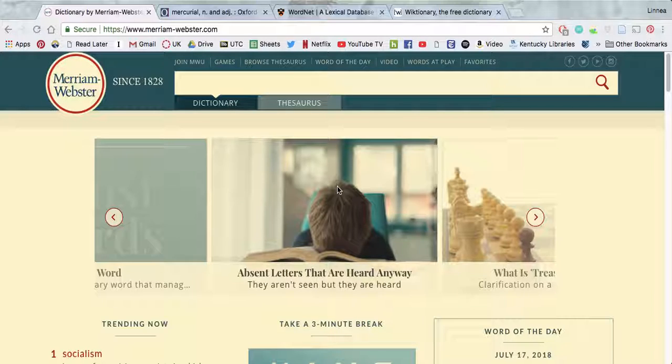But if you ask dictionary makers, they'll say the purpose of dictionaries is to describe a language, to tell you how it's used by its native speakers. We can use dictionaries to understand language better.